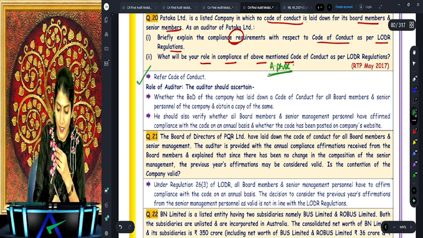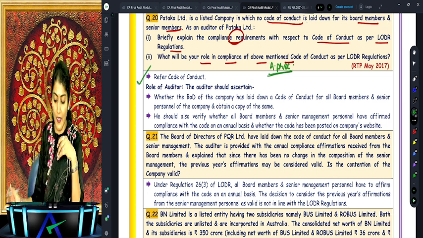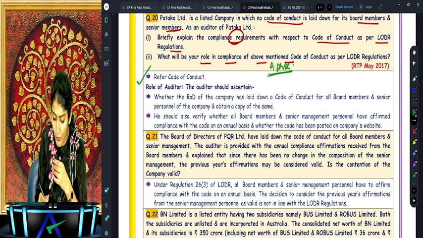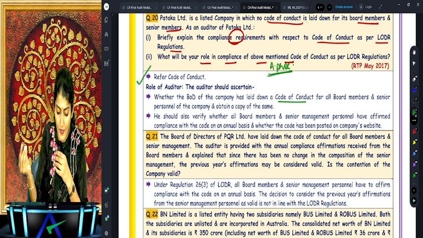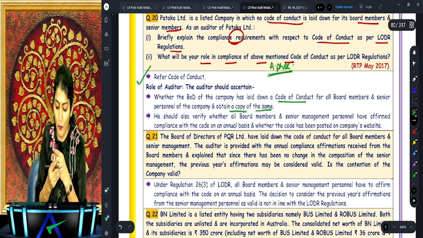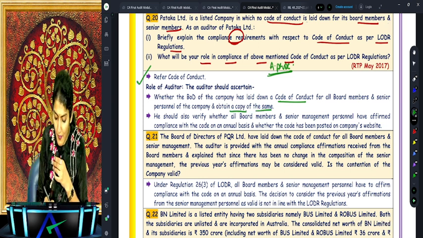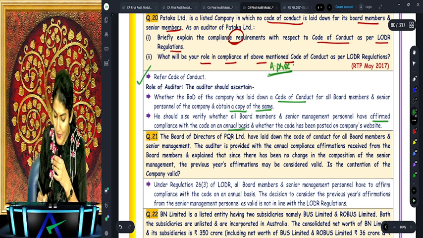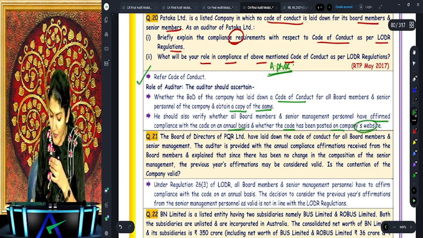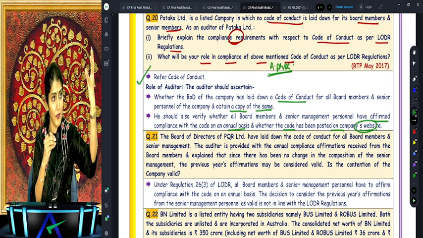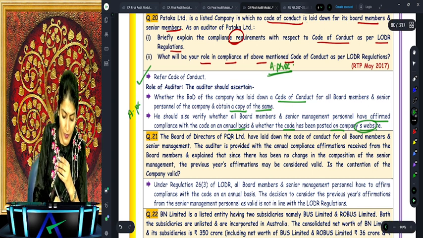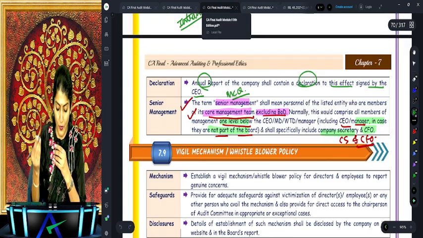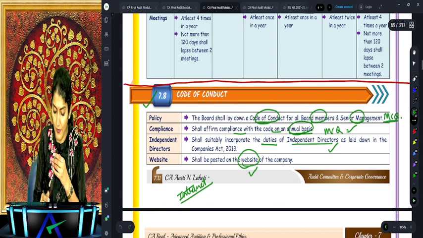Right, so first you write down the points of the code of conduct, and then after that what do you write down? Whether the board of directors have laid down the code of conduct for all the members and the senior personnel, and you can obtain a copy of the same. Then also check whether they've affirmed compliance with the code on an annual basis and whether the code has been posted on the company's website. So same points which were there upstairs, but now you write it from the viewpoint of the auditor. So you convert it into an audit procedure answer. Are you all able to follow this? Right, so that is question number 20.